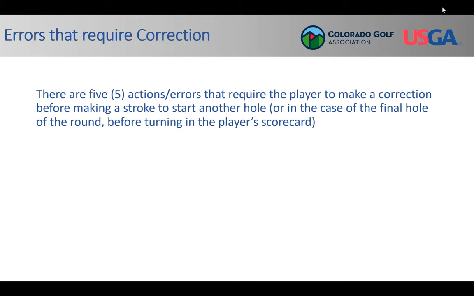What I like to think of is, everyone's probably heard the term crossing the Rubicon. If you're not familiar with it, it boils down to the point of no return. We've crossed a point and there's no possible way now to go back to where we came from. So I like to think of starting the play of another hole or turning in your scorecard as things in the rules that I consider Rubicons. Once we have done that, we have crossed the Rubicon and we have shut off the door to doing something else, usually making a correction.